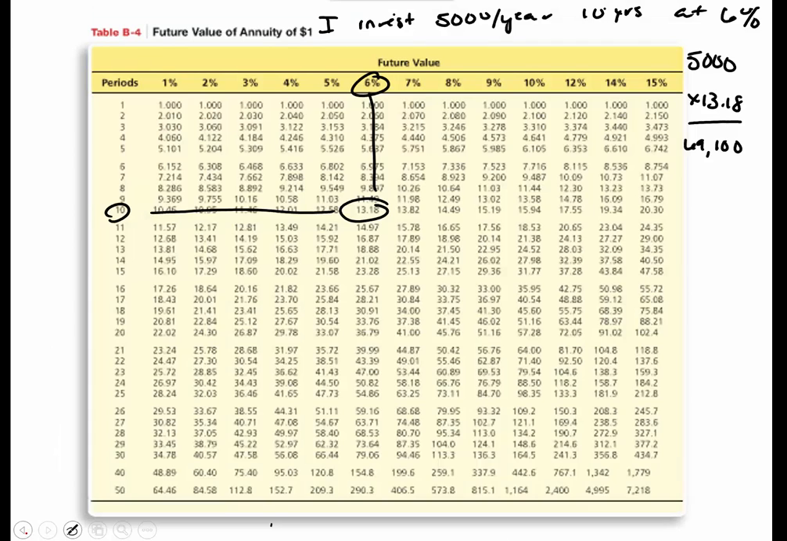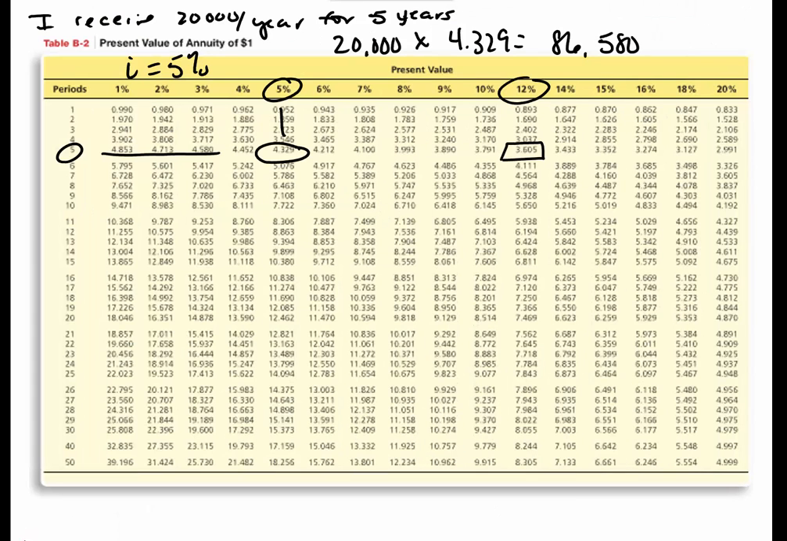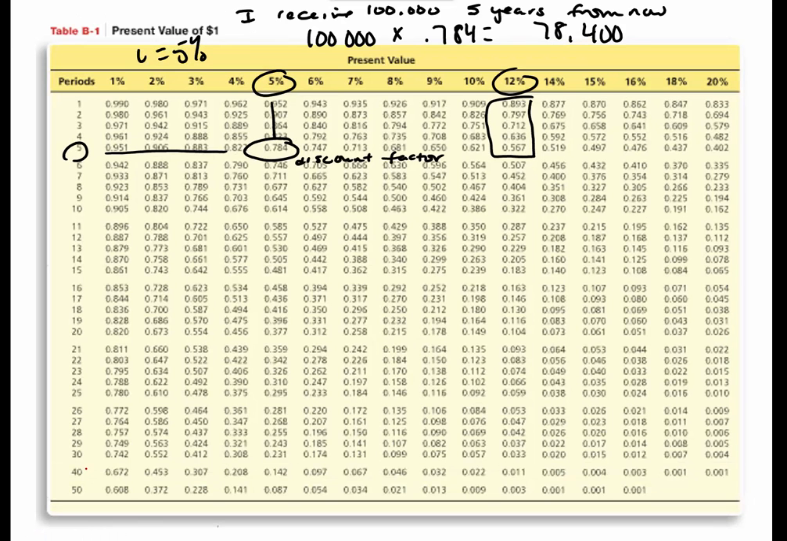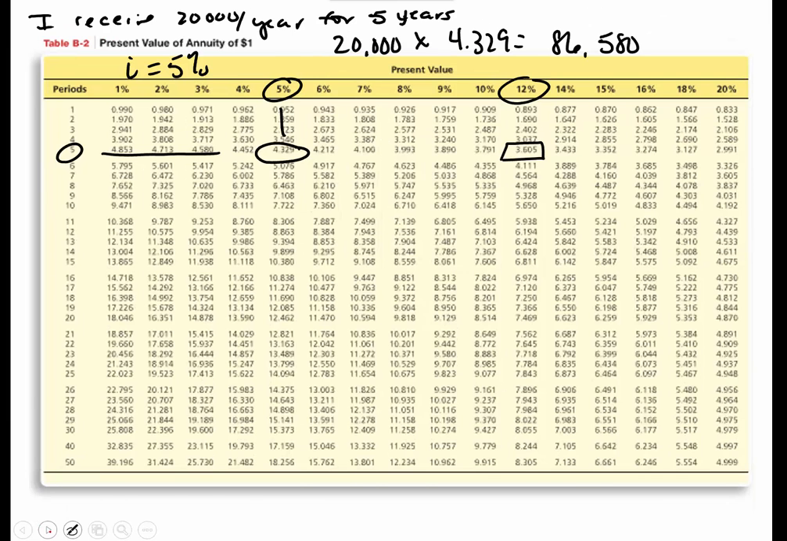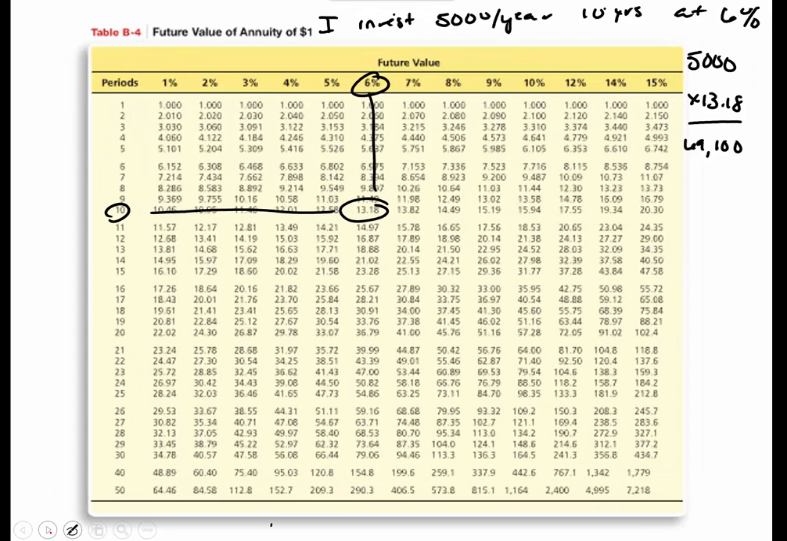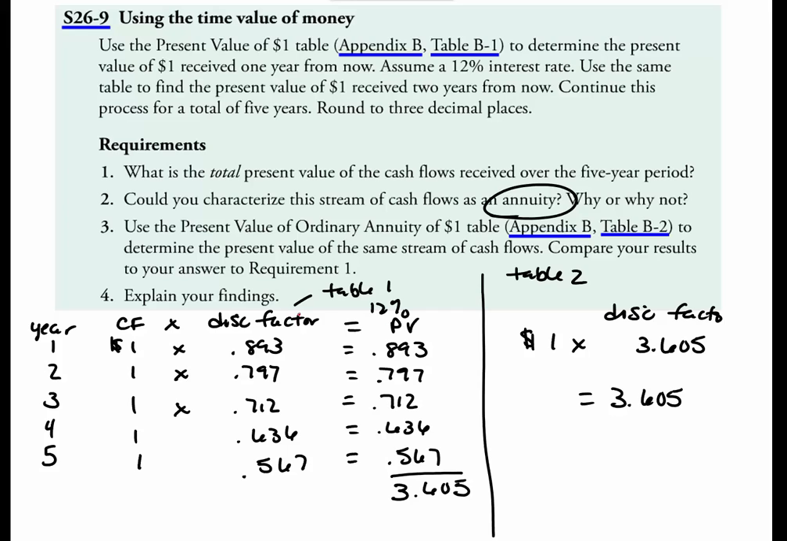Table 2 just takes Table 1 and adds it up for you. So if you go to any point on Table 1, here's the factors for this one. In Table 2, at 2 years, it just adds these two. And at 3 years, it adds the first 3. And at 4 years, it adds the first 4. And at 5 years, it adds the first 5. So it's just summing these up for you, and that's what you can see right here. This is just the sum of what's in Table 1, summing that column up. So that if you have an annuity, you don't have to do each year separately. You can just pop straight to this one. So that's what that one shows you.